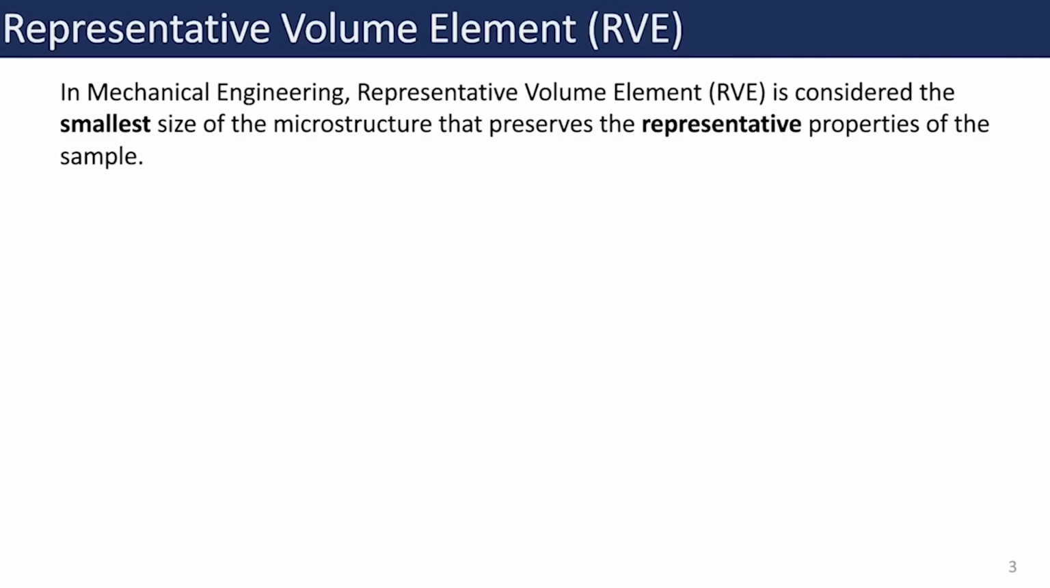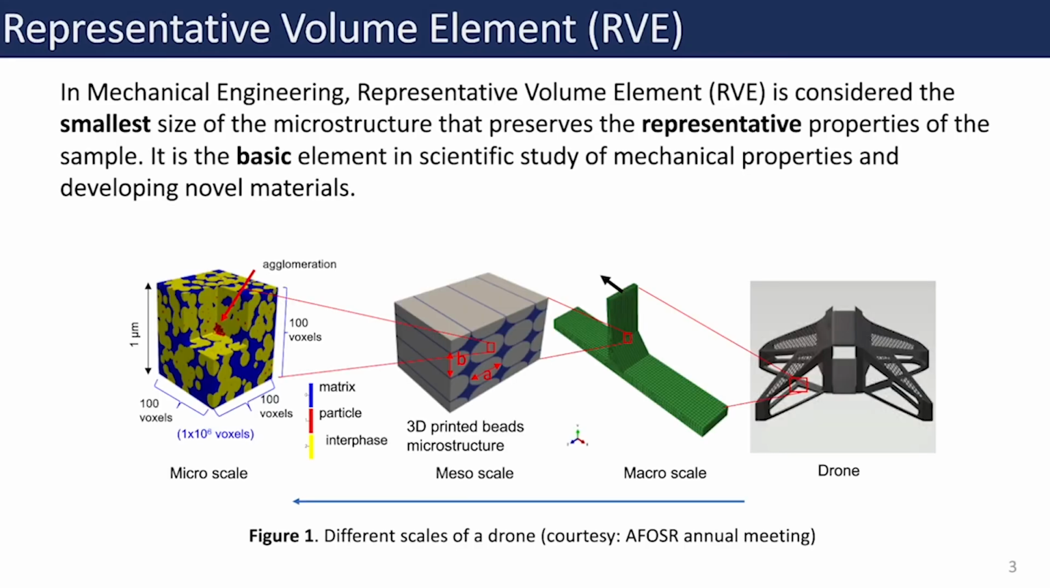And this cucumber example is actually connected to a concept named RVE in mechanical engineering. RVE is the acronym for representative volume element. It is the smallest element of a microstructure such that it preserves the representative properties of the samples. It is very important because it's the basic element in scientific study in mechanical engineering.